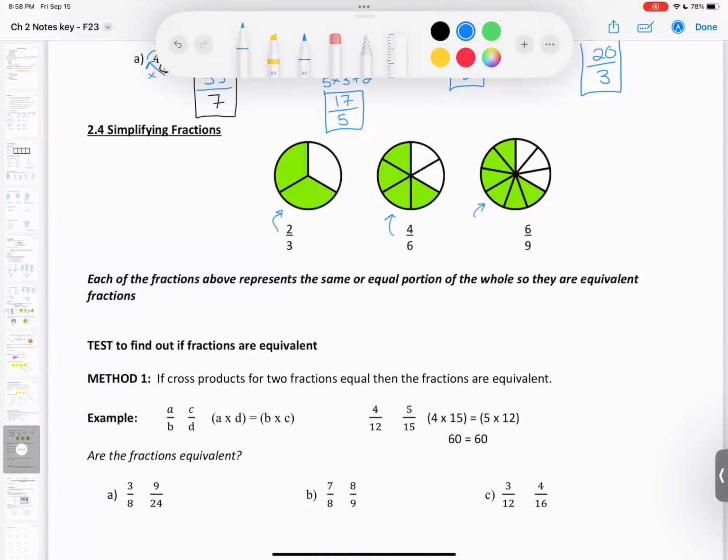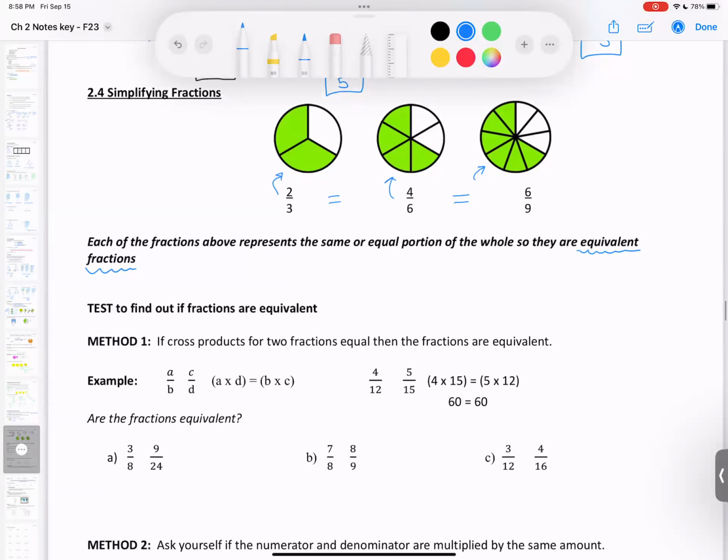Each of those fractions is what we would call equivalent. They're all meaning the same thing. They represent the same amount of stuff. And so we call them equivalent fractions. In this section, first of all, we're going to show you a couple of methods of testing if something is an equivalent fraction. And then we're going to show you how to simplify your fractions.